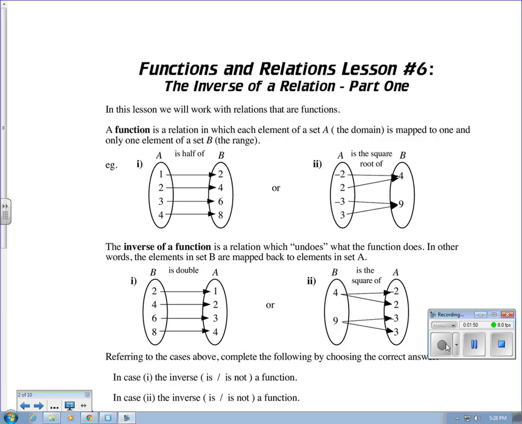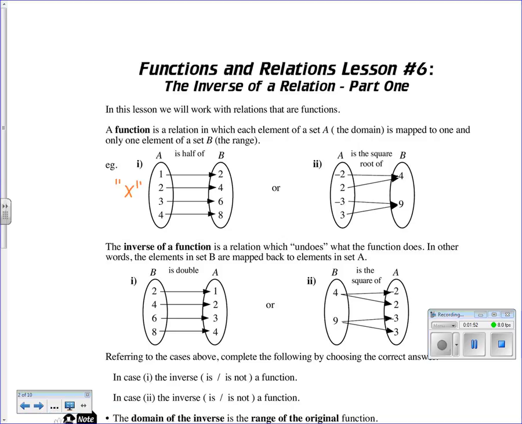The first box is my x's, my domain. So the A's here are my x's, and the B's are my y's. And it's very clear in both of these cases that every x has a unique y. Every x is only trackable to one y. These are known as functions.